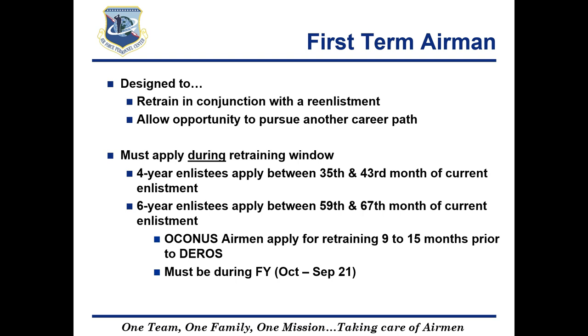So four-year enlistee, you've got to apply between your 35th and 43rd month. Six years is 59th through your 67th. And then OCONUS is a lot different. So airmen apply for retraining 9 to 15 months prior to DEROS. They've actually just come up with a program, like just happened, where you can extend your DEROS out to meet a retraining window. So it's not nearly as complicated as it used to be to retrain whenever, say, you're in Turkey or Korea or England or any one of those places overseas. Talk to your career assistance advisor about this.